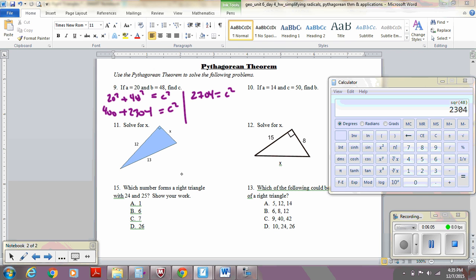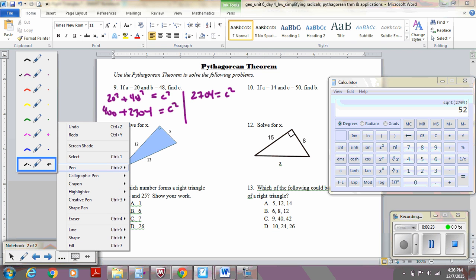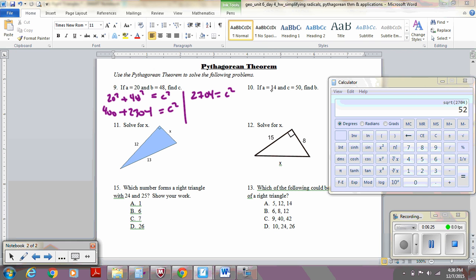And now we take the square root of that. And you'll get 52 is C. Because in order to get C by itself and isolated and to remove the square, you have to take the square root. And that's why 52 is equal to C.